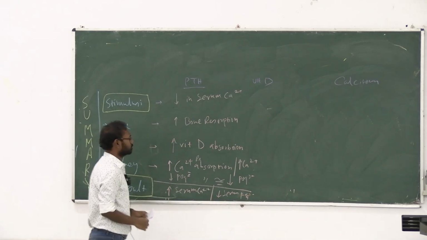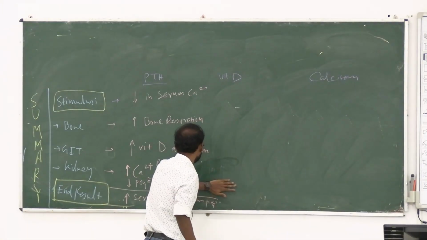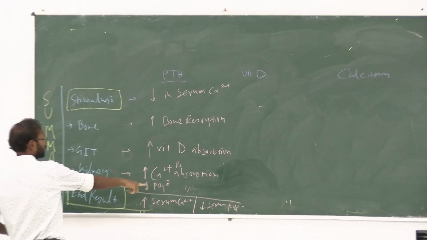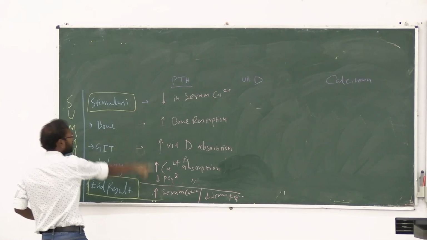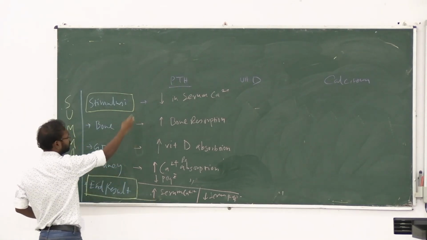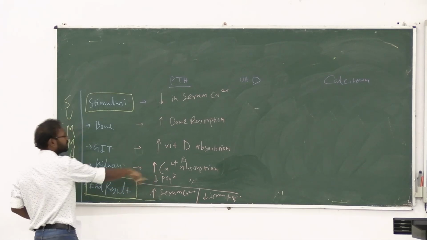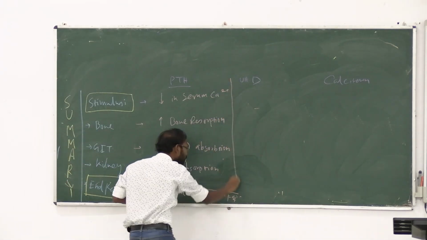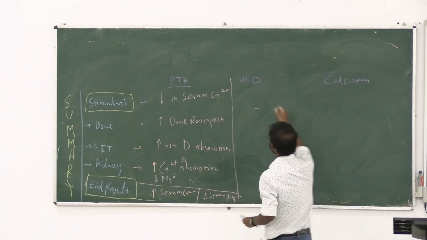বুঝা গেল? যেটা এখানে লিখেছিলাম এটাই আমি মুছে দিই একবার নিচে। So the end result of PTH action is increase in serum calcium and decrease in serum phosphate. Okay, this is your PTH.